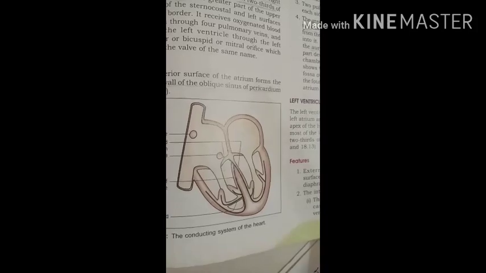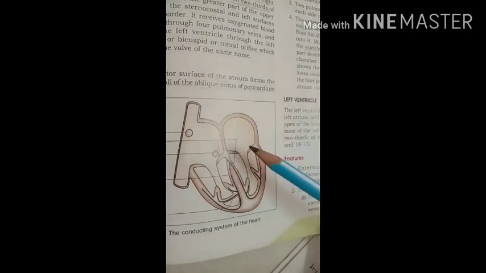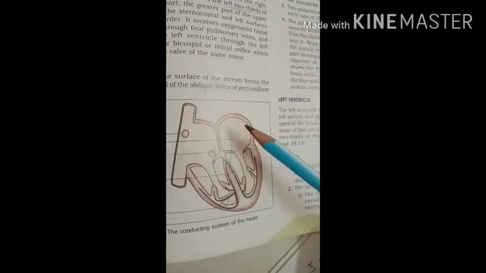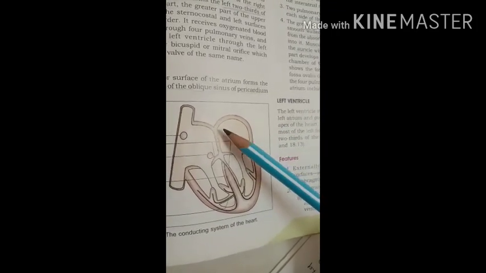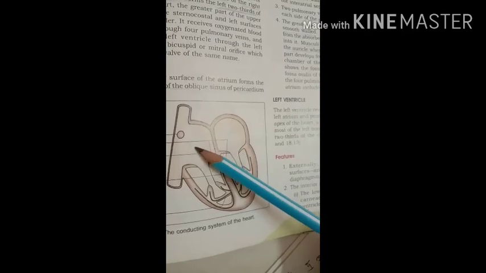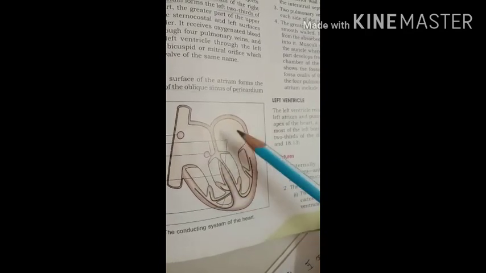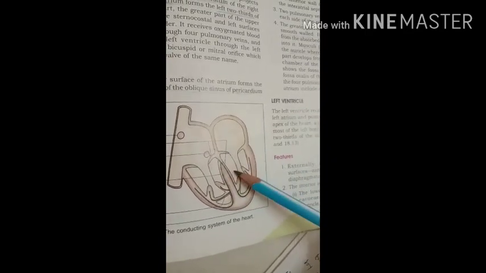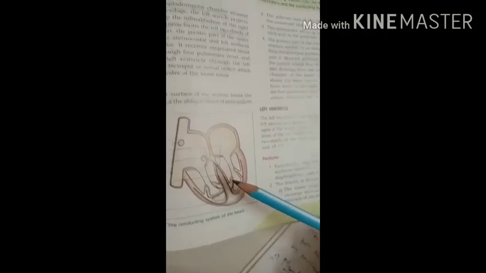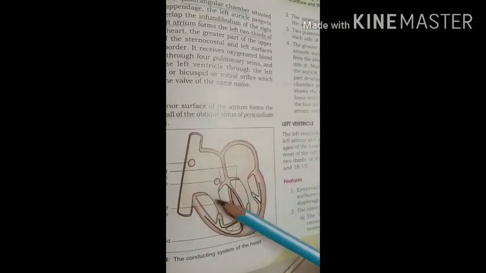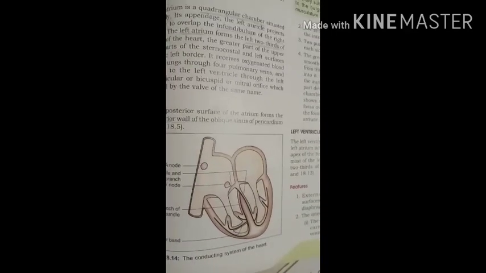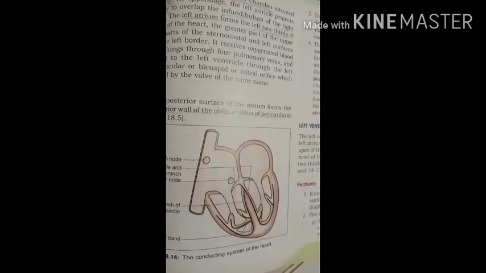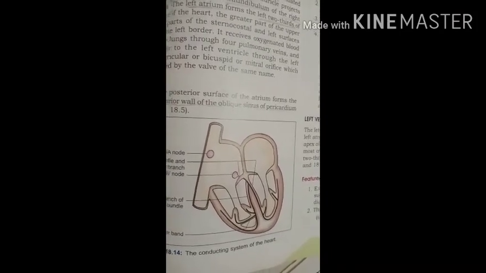Before starting the detailed structure of the chambers of the heart, we should know the exact location of the chambers. So here you can see that is the right atrium, that is the right ventricle, this is the left atrium, and this is the left ventricle. These are the four chambers that are present in the heart. But practically, when we see the location of the structure of the chambers, it should be located in this way.